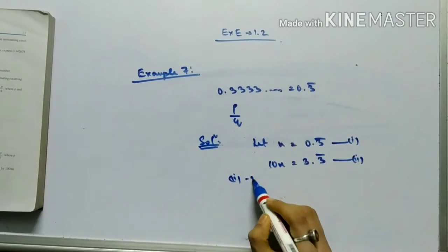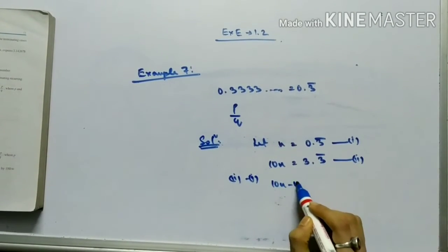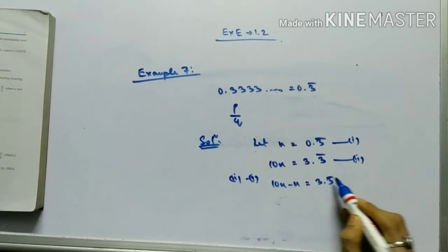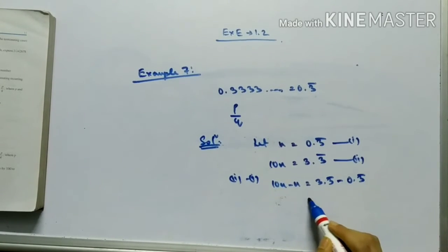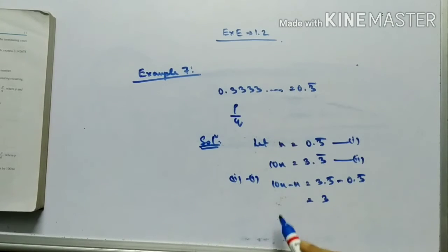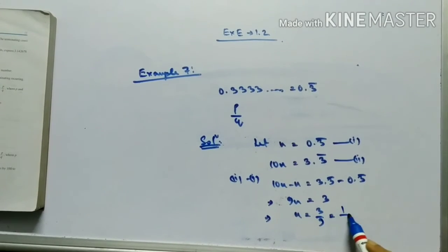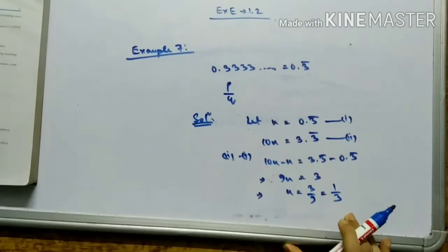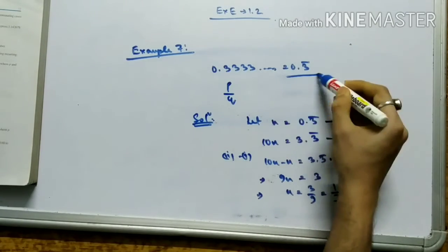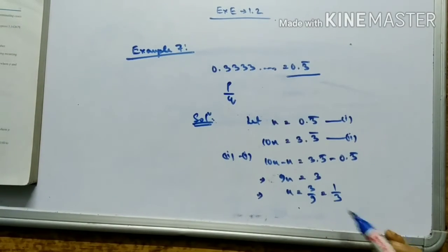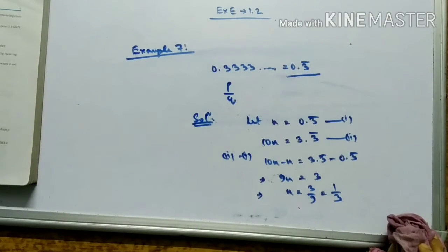So equation 2 minus 1: 10x minus x is equal to 3.3 bar minus 0.3 bar, which equals 3. On this side I get 9x equals 3. So x equals 3 by 9, which equals 1 by 3. Understand? Therefore I showed that 0.3 bar can be expressed in the form of P by Q, where P and Q are integers and Q not equal to 0.